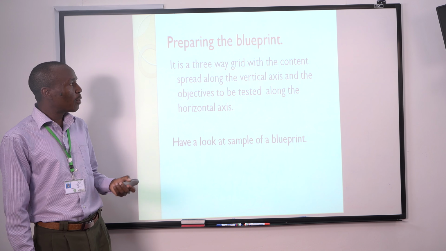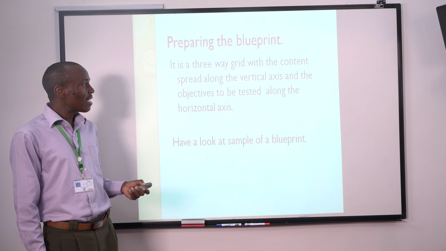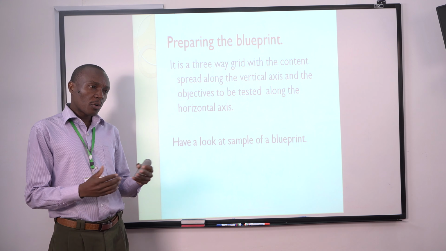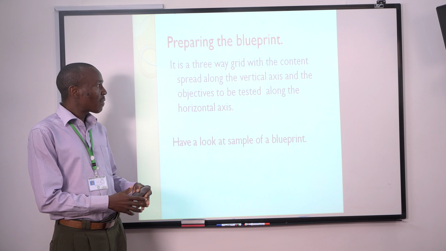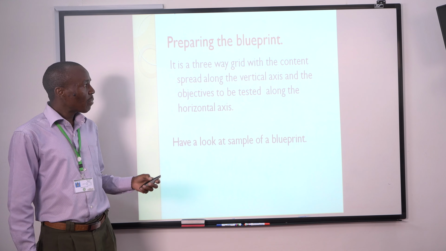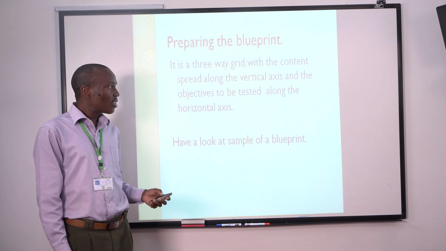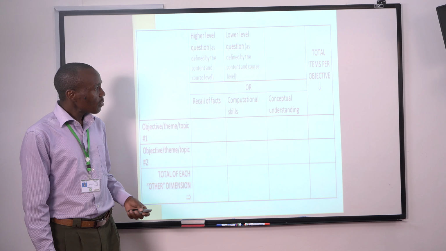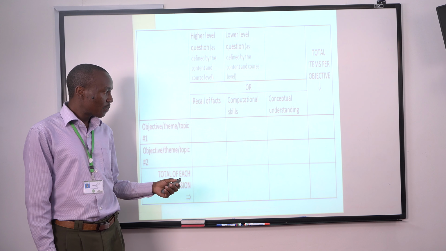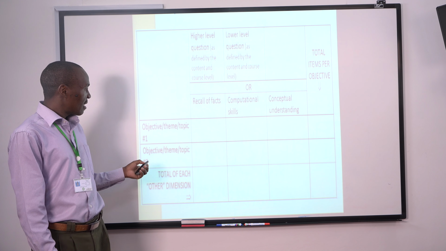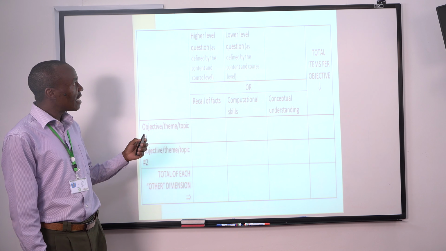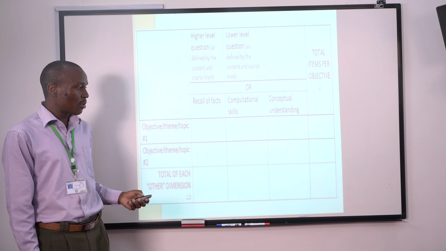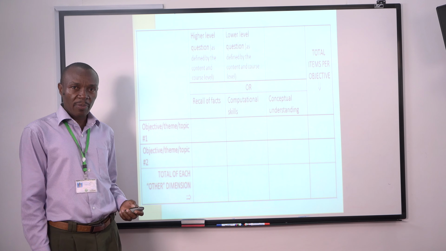Then we have this thing we call a blueprint. A blueprint is a 3-way grid which has a vertical axis and horizontal axis. The content or topics should be in your vertical axis, and the marks or the number of questions should be in a horizontal axis. Let us have a look at our blueprint. This is a sample of a blueprint, which we have the horizontal axis and the vertical axis. And at the last there, we have a total number of items which should feature in your test paper.